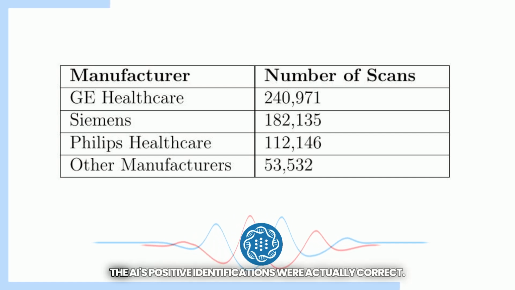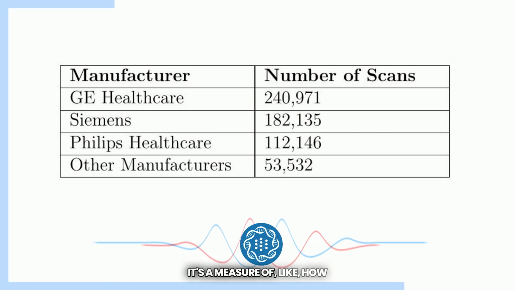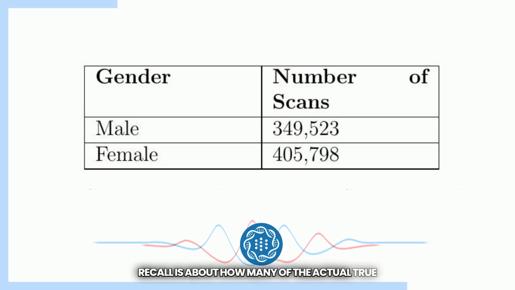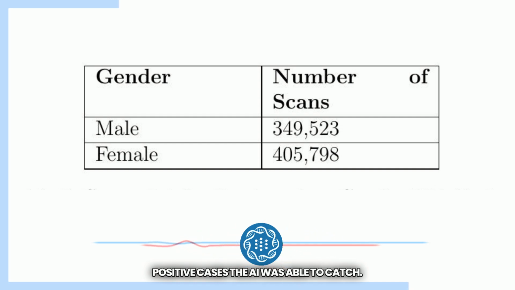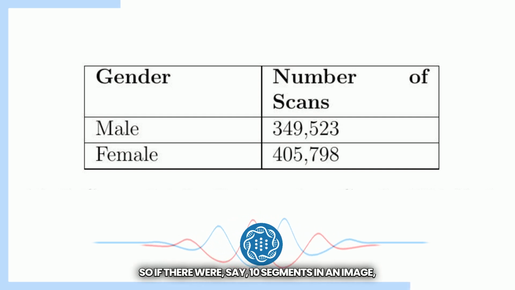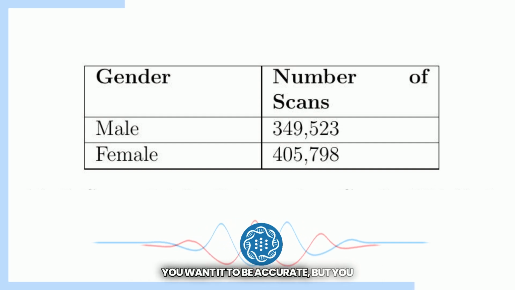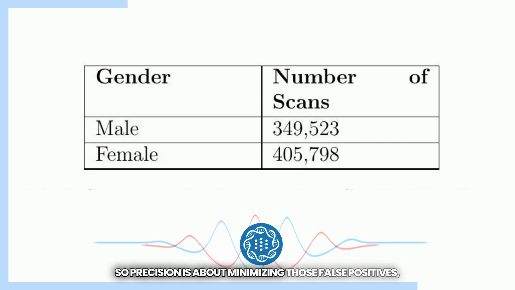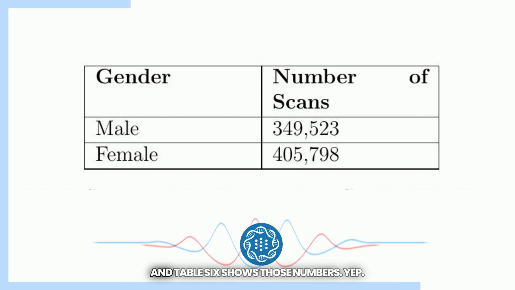Precision is all about how many of the AI's positive identifications were actually correct. So out of all the times it said this is a segment, how often was it right? Exactly. It's a measure of how trustworthy those positive results are. Okay, got it. And recall? Recall is about how many of the actual true positive cases the AI was able to catch. So if there were, say, 10 segments in an image, how many of those 10 did the AI correctly identify? So it's like making sure the AI isn't missing anything important. Exactly. You want it to be accurate, but you also don't want it to miss anything crucial. Right. So precision is about minimizing false positives, and recall is about minimizing false negatives. Exactly. And Table 6 shows those numbers.